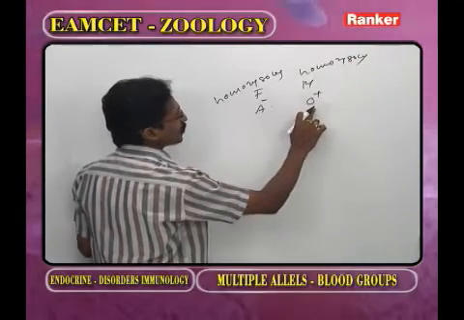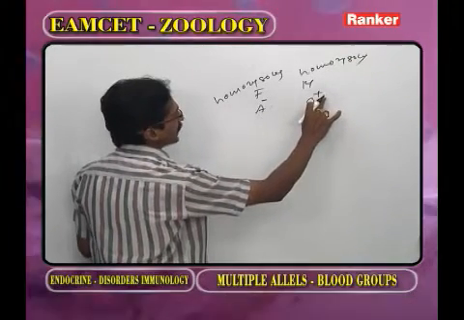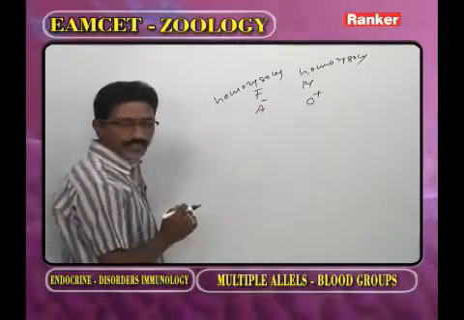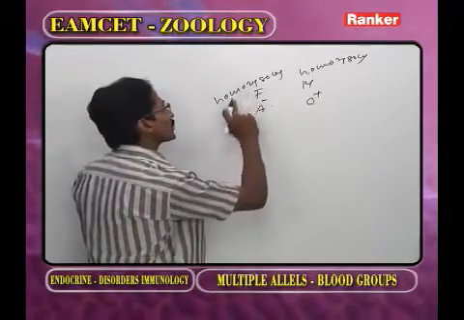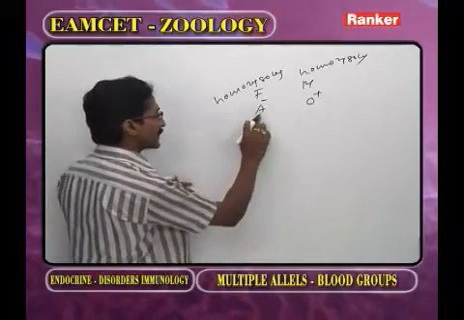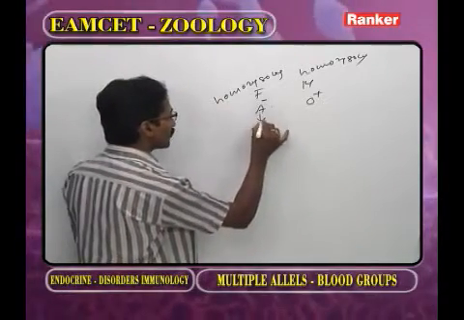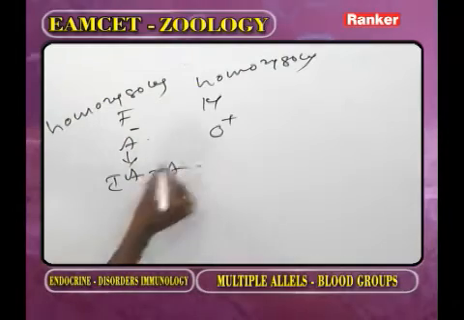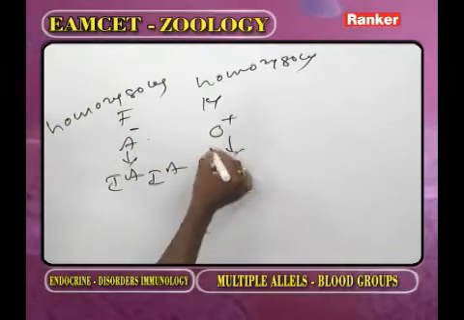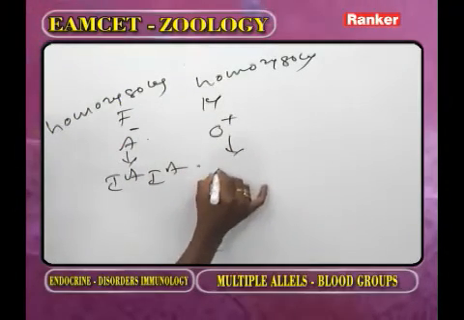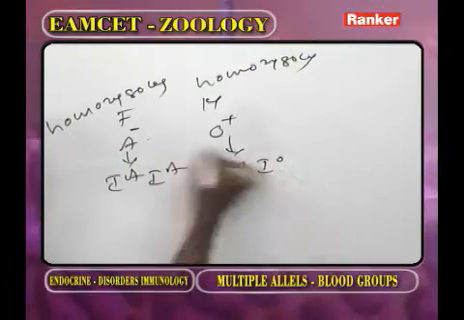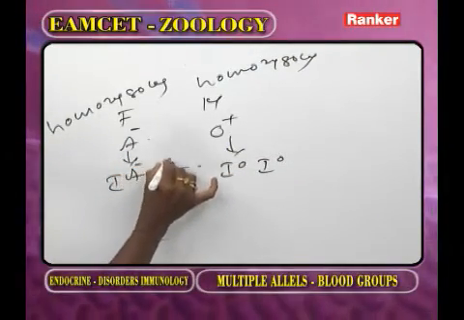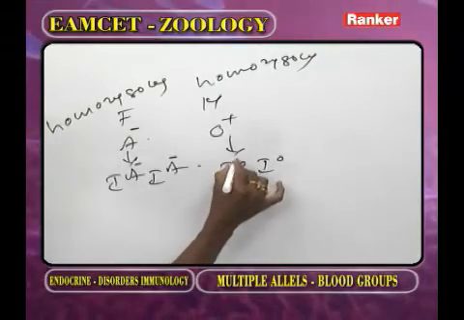Mother's blood group is O. What is present? Rh antigen. Father's blood group is A. What is absent? Rh antigen. Now here, homozygous. That means, as we observe the A blood group, here they are asking homozygous, IA IA. Now O, no doubt, is always homozygous recessive. Here A negative means no Rh antigen, and here Rh antigen is present.